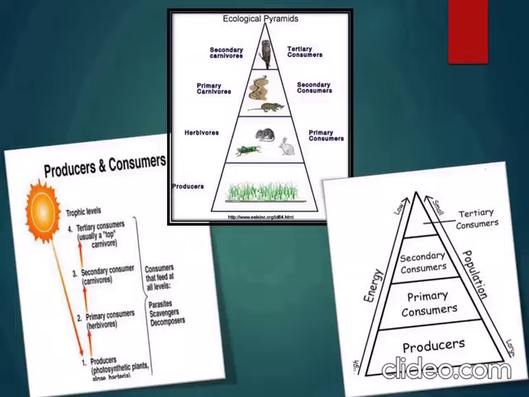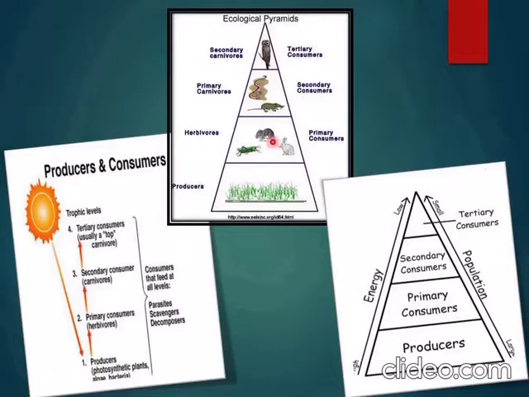On the basis of ecological parameters, ecological pyramids are of three types. Number one, pyramid of number. Number two, pyramid of biomass. And number three, pyramid of energy. Okay. So these are the three different types of pyramids. Now, this is one of the ecological pyramids which is shown to you.